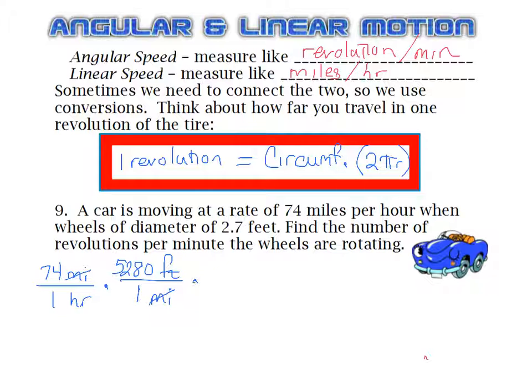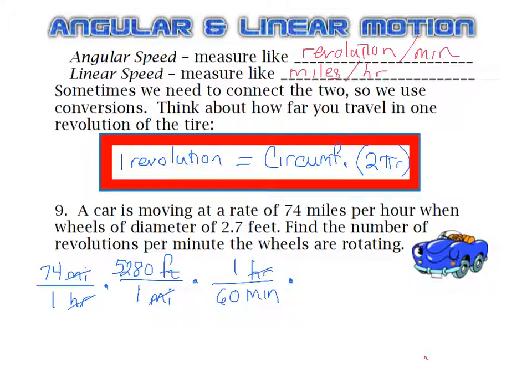And the feet are good, but I would like to be in minutes. So I'm going to get rid of my hours. Since hours are on bottom, I'm going to put them on top and convert them to minutes. And then you should know that there are 60 minutes in 1 hour. Hours get to cancel out. And now I'm in feet per minute. But that's not quite what I'm wanting. I want to be in revolutions per minute.